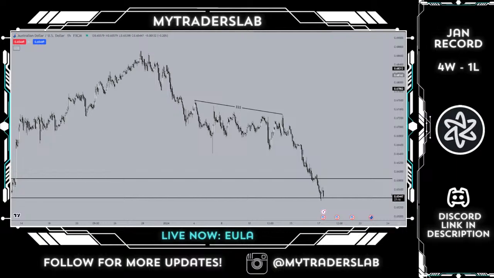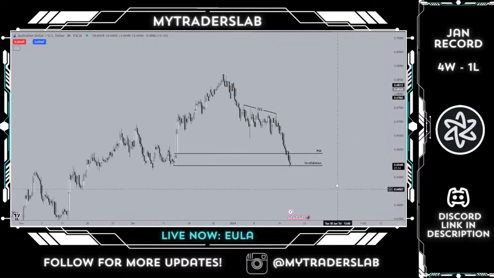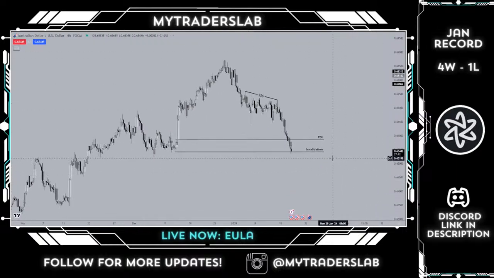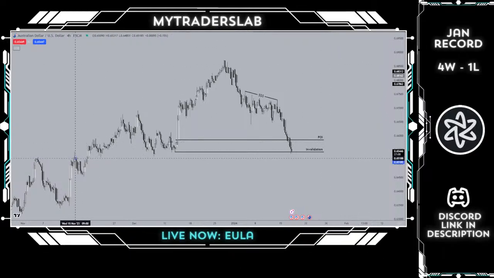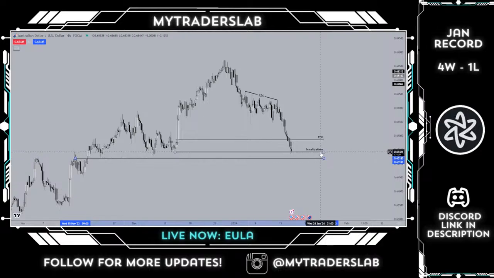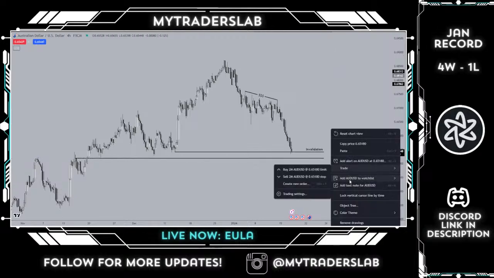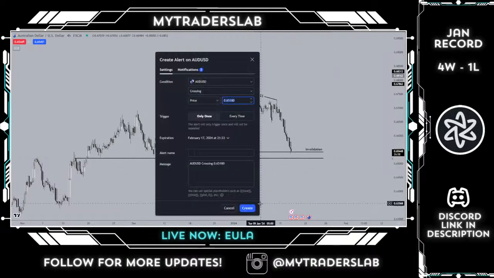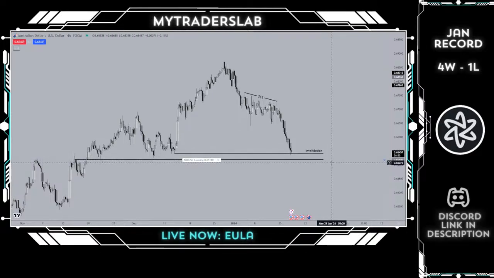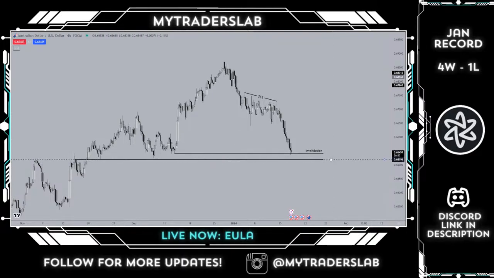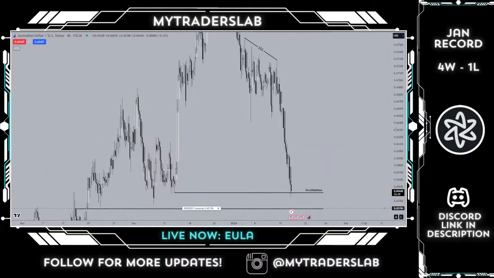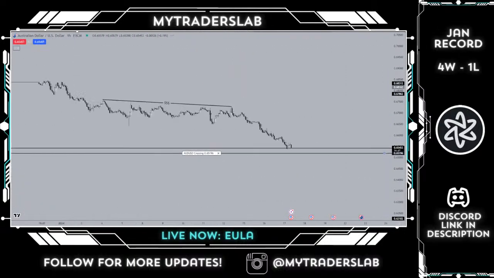Okay, Aussie is reaching the invalidation point that I marked out. So my next support level for the Aussie would be here. This is the last level I want it to dump to, and I want to see some form of a reaction off of this level. I'm going to add an alert, so you can mark it out on your charts too, guys. 0.65196, around there. That's on the 4-hour.